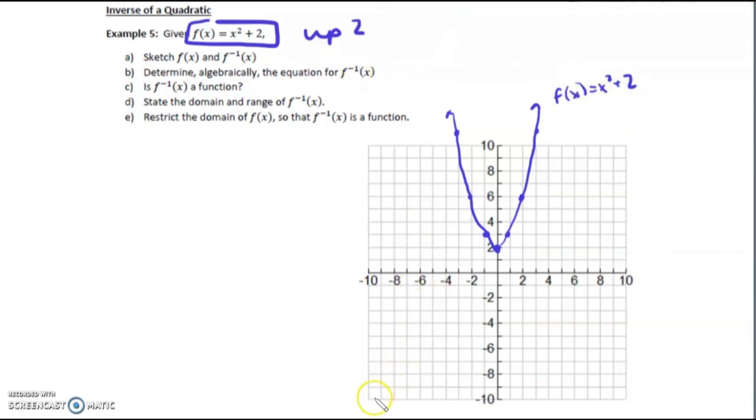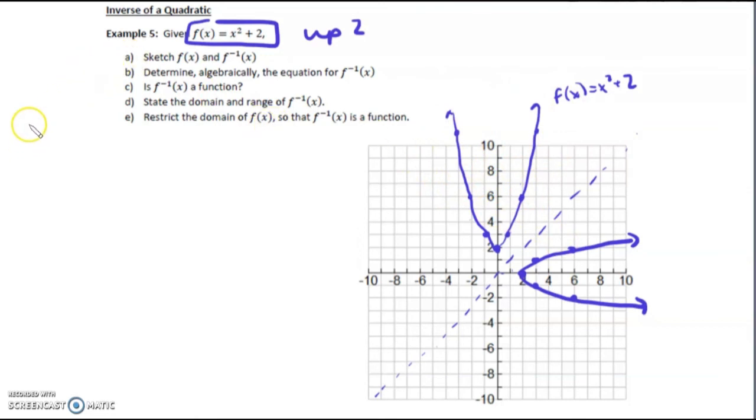So let's take a look at what this inverse would look like. Instead of (0, 2), it'd be (2, 0). And then (1, 3) and (-1, 3) become (3, 1) and (3, -1). And then I'll just do 2 more points. (2, 6) would become (6, 2), and then (6, -2). So if we're actually talking about the inverse, we have to consider both arms of this quadratic.